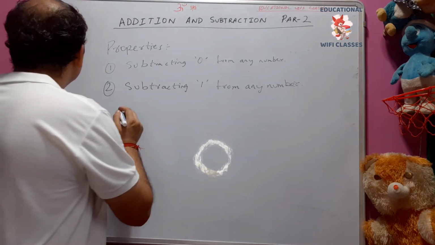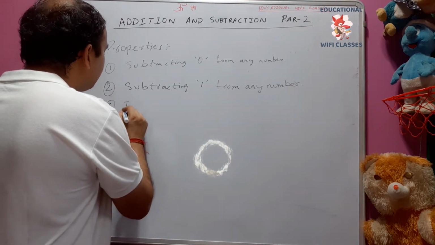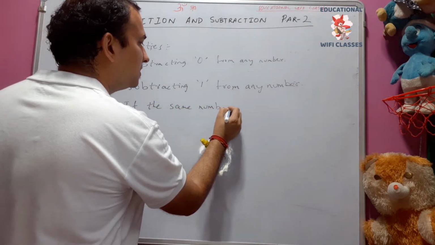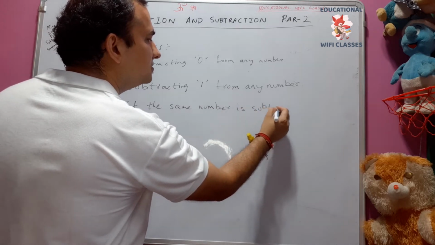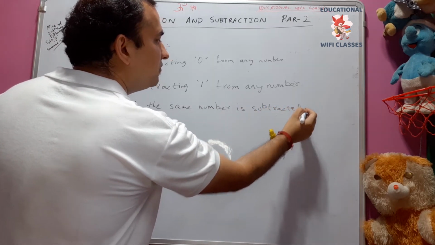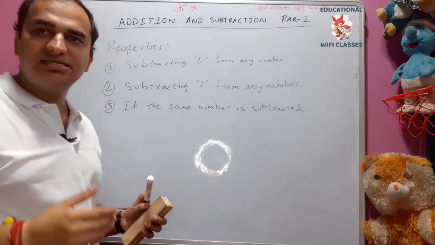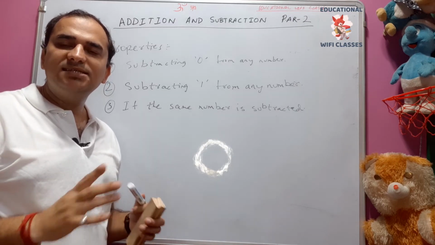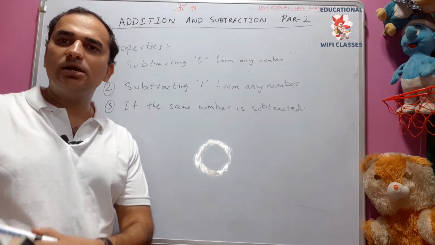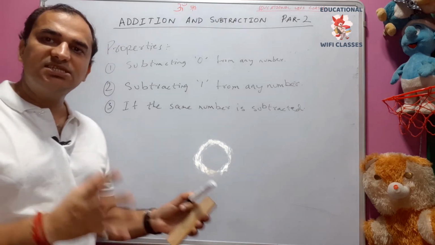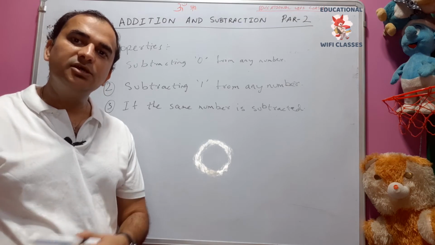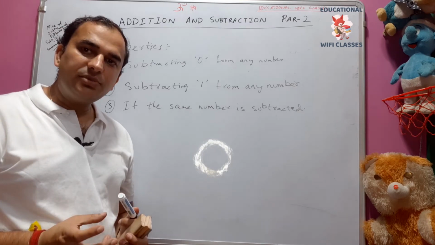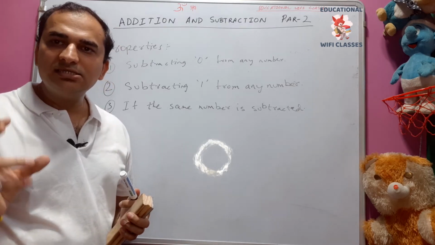And the third property is if the same number is subtracted. What do we mean by if the same number is subtracted? Suppose you have 27 books and someone asks you to give these 27 books to another person, so you are subtracting the same number. 27 minus 27, you are using the same number to be subtracted. So the answer we will get is 0. Whenever you are subtracting the same numbers, the answer you will get is 0.